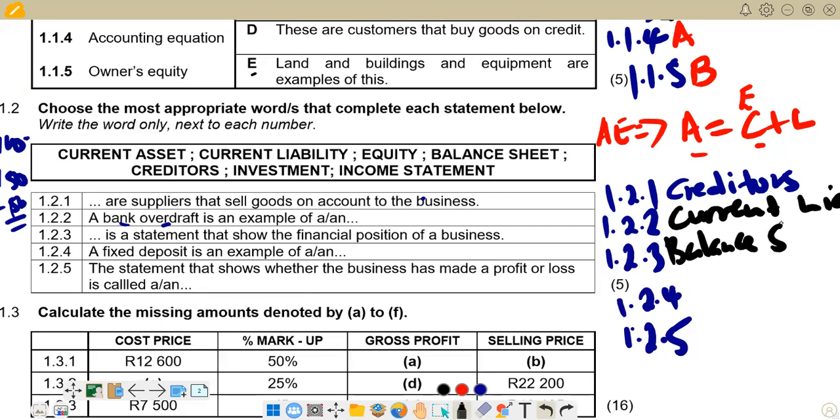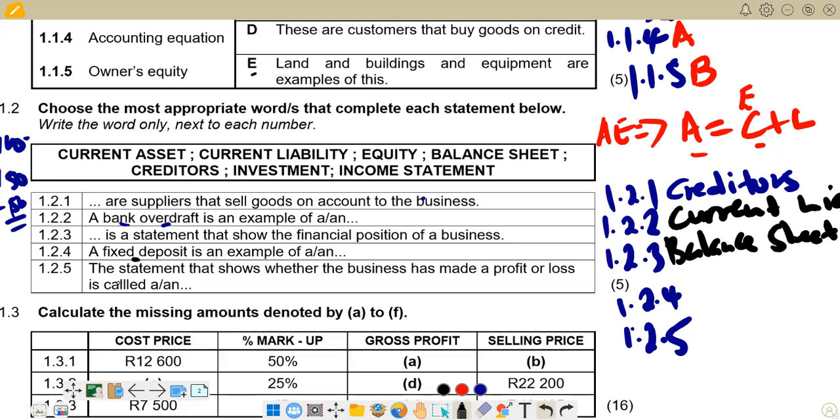Balance sheet. So this is what we have in terms of 1.2.3. Then the next one is saying a fixed deposit is an example of a. Maybe we can start by understanding what we mean by a fixed deposit.